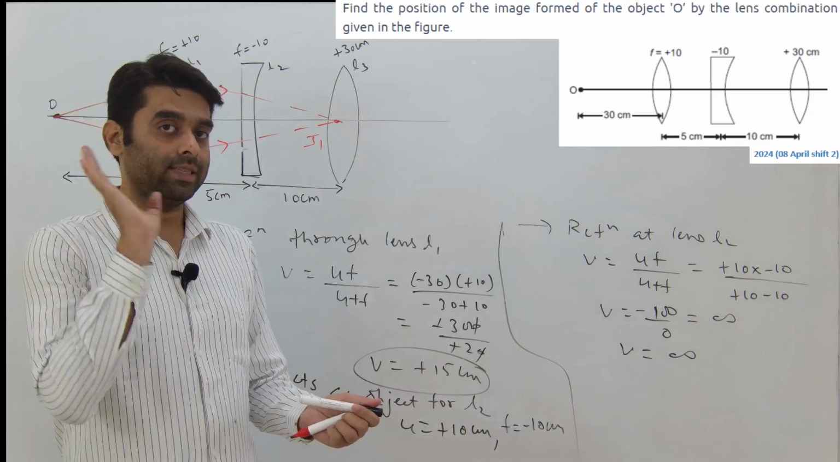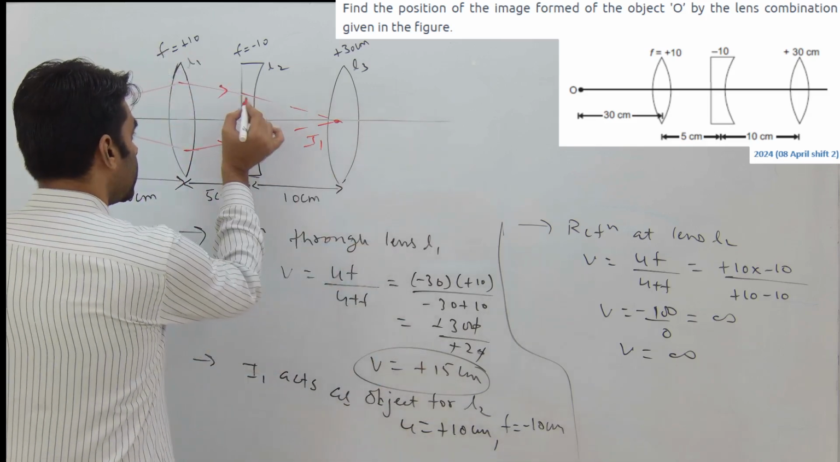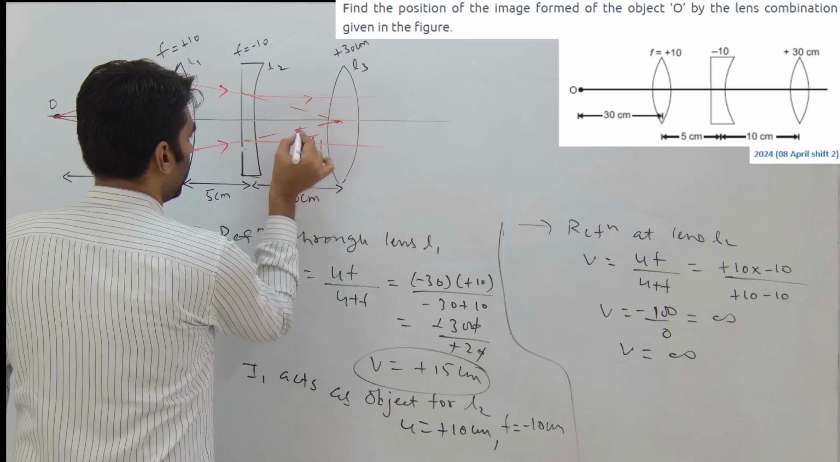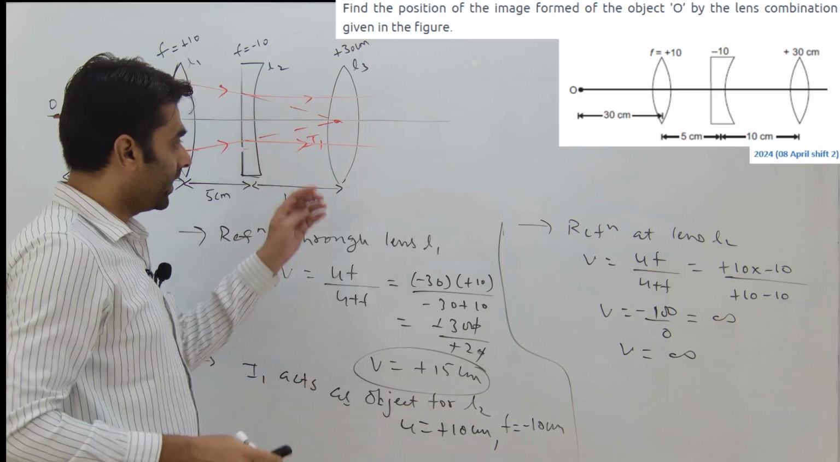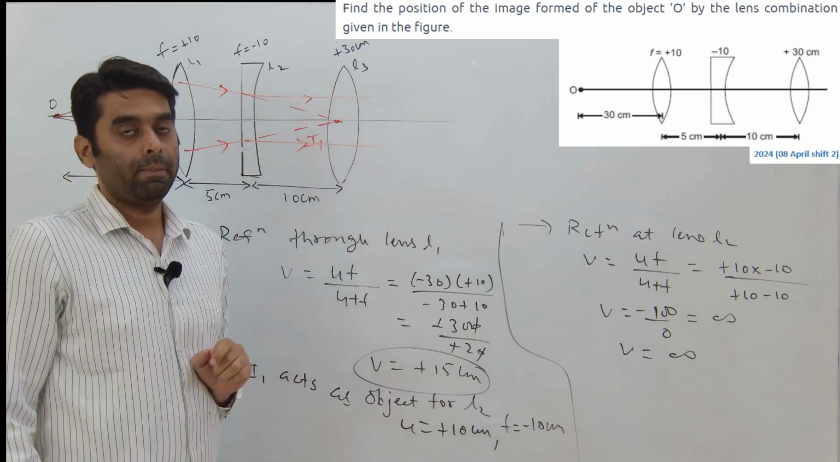That means after the second refraction, the light rays are going parallel. This is what is happening. See, I have drawn the path of the light ray. After the second refraction, v is infinite, so the light rays are going parallel.